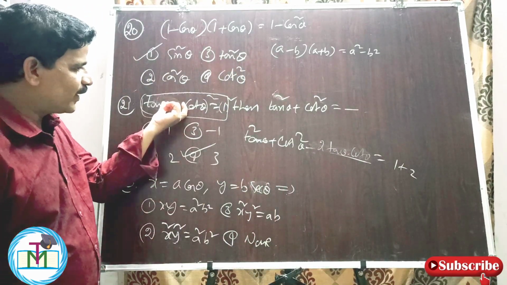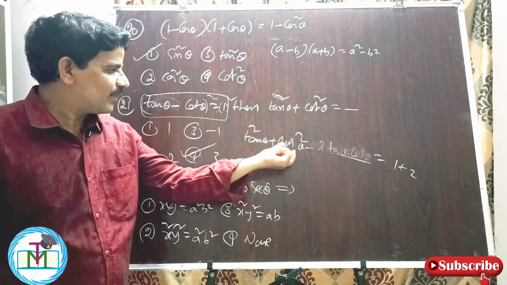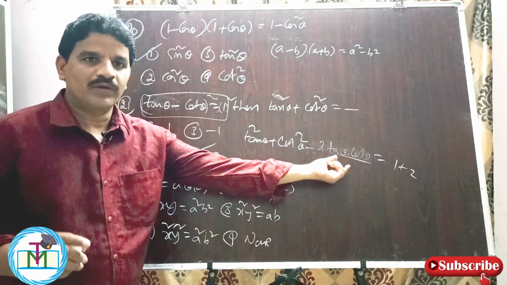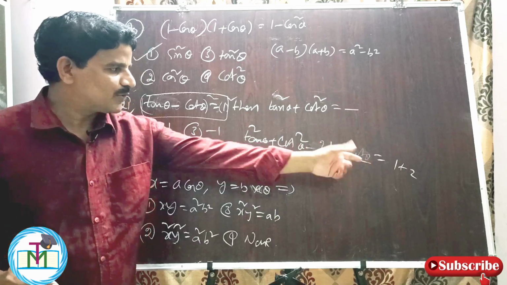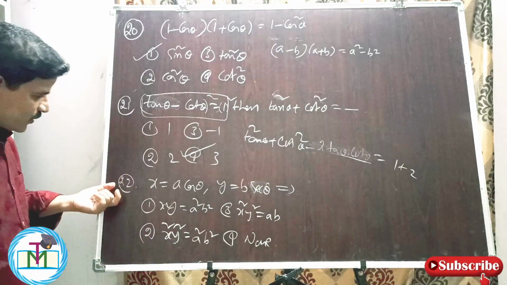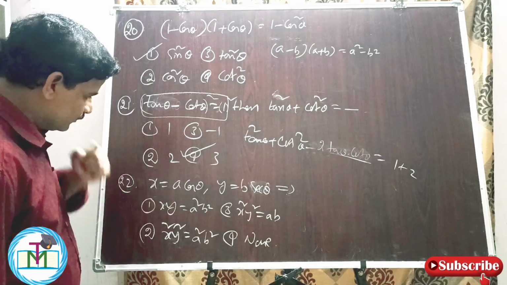So therefore, squaring on both the sides, we get tan square theta plus cot square theta minus 2 tan theta cot theta is equal to 1. Tan into cot is 1. Minus 2 goes to that side and becomes plus 2. 1 plus 2, 3. Option 4 is the right answer.